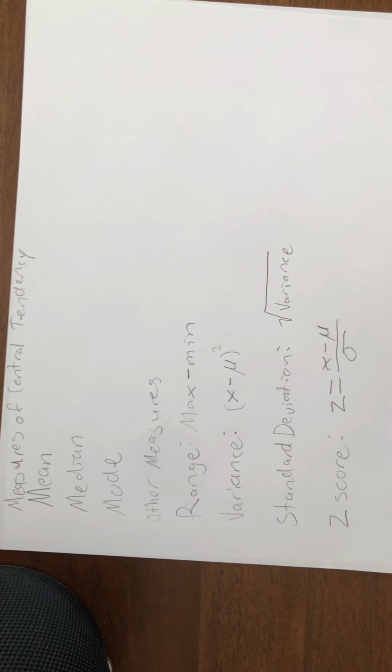And then finally, to find the z-score, to find how far away from the mean a value is, you have a value minus the mean divided by the standard deviation. Using descriptive statistics and the measurements that we found, you're able to get a picture of what the data looks like so that it can be easily summarized and described, giving you a more complex understanding of the data.